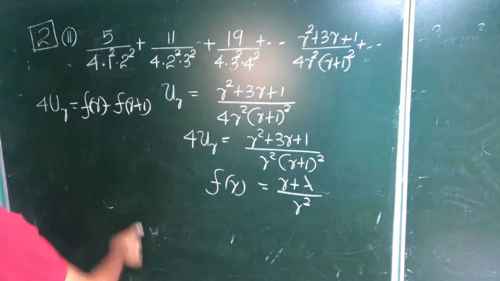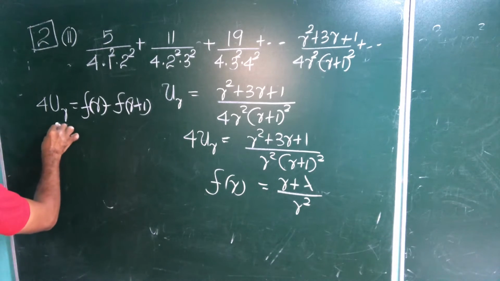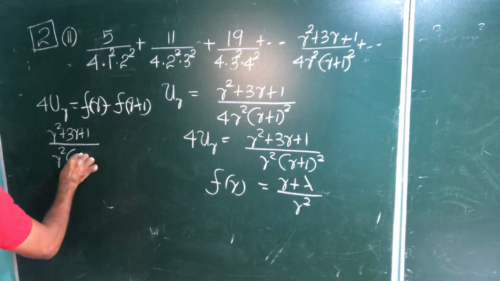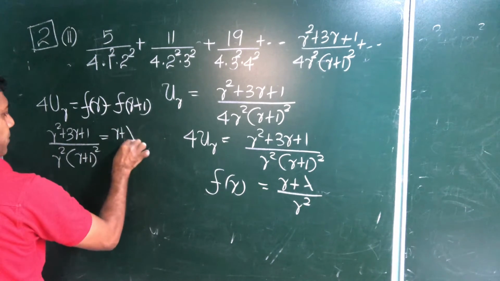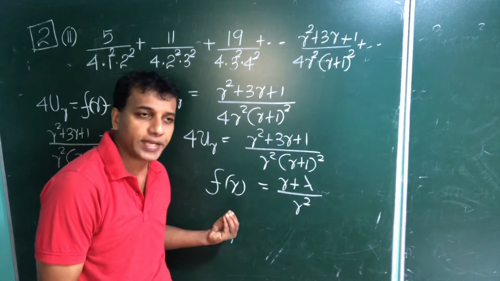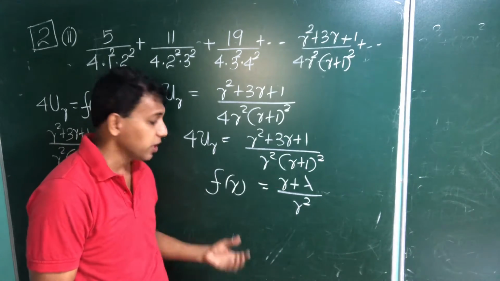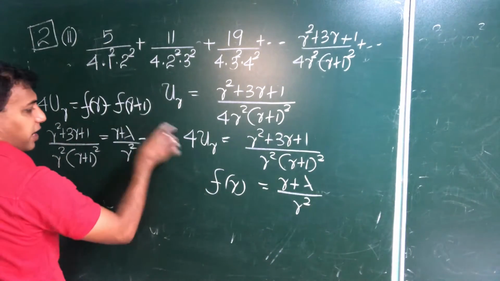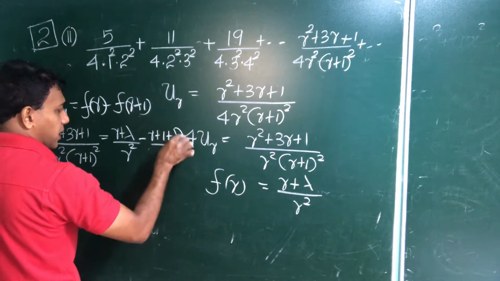So use this formula. What is 4 times UR? It is R square plus 3R plus 1 over R square into R plus 1 square, equal to f of R, which is R plus lambda over R square. Then what is f of R plus 1? If f of R is provided, what is f of 1? Put R for 1. If f of 2, put R for 2. Therefore, minus here, R replaced by R plus 1, giving R plus 1 plus lambda over R plus 1 square, okay?